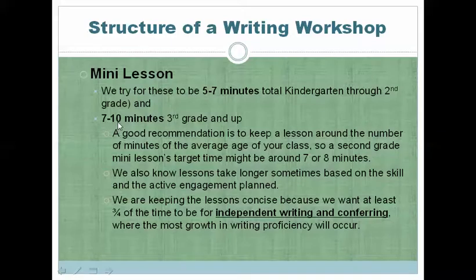The reason why we would say that for third grade and up, we would try to keep a mini lesson to around 10 minutes. Again, I say that with a grain of salt because we all try to stay mini with our instruction.